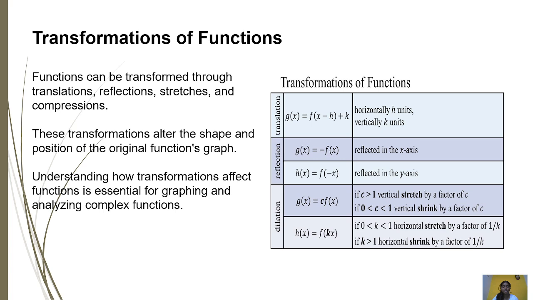For dilation, g(x) = c f(x). If c is greater than 1, it will vertically stretch by a factor of c. If 0 is less than c and c is less than 1, it will vertically shrink by a factor of c.